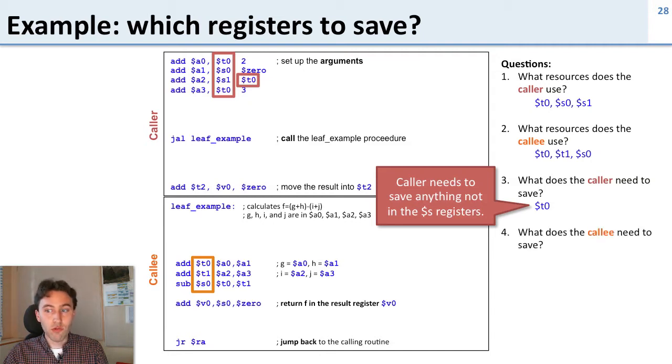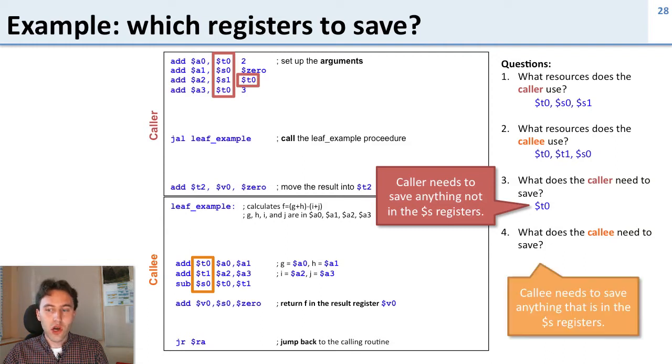Now correspondingly, what does the callee need to save? The callee needs to save anything that is in the S registers. So we know the callee uses one S register, and that's S0. So now we figured out which each of these needs to save. The caller needs to save T0, and the callee needs to save S0.